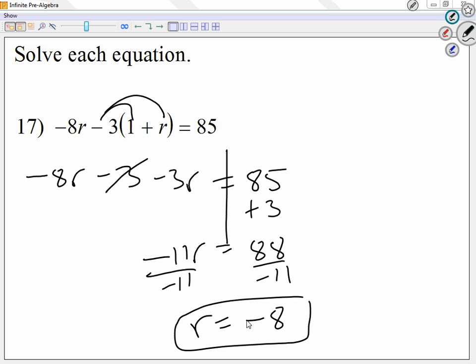So once again, no parentheses, letters on one side, numbers on the other. Simplify each side, and then divide by the number in front of the letter. As a matter of fact, let me skip a few. Take a look at one that has 2 parentheses. So let me take a look at number 25.